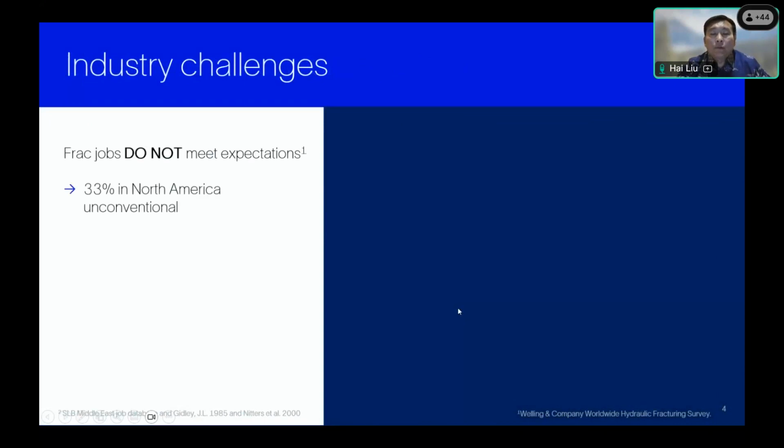To explain this further, let's look at the industry survey conducted globally across unconventional and international frac operations, and the results are quite revealing. Roughly 1/3 of unconventional frac jobs in North America were considered underperforming relative to expectations, and internationally about 1 in 5 frac jobs did not meet target.